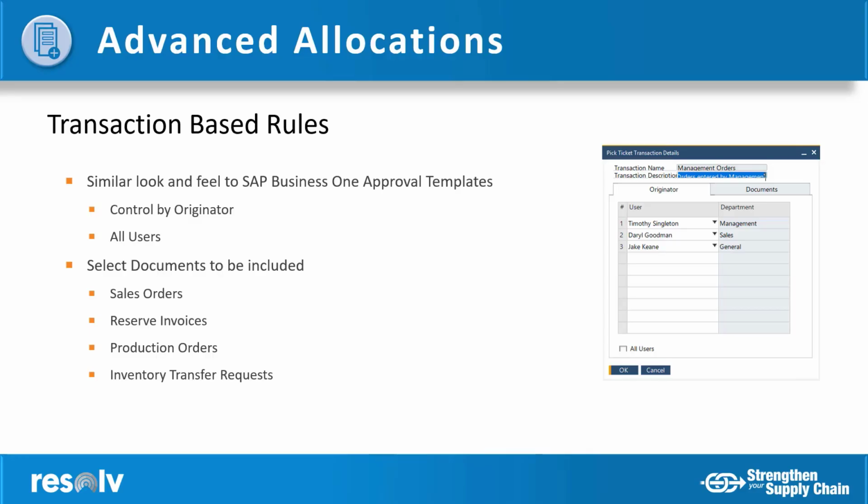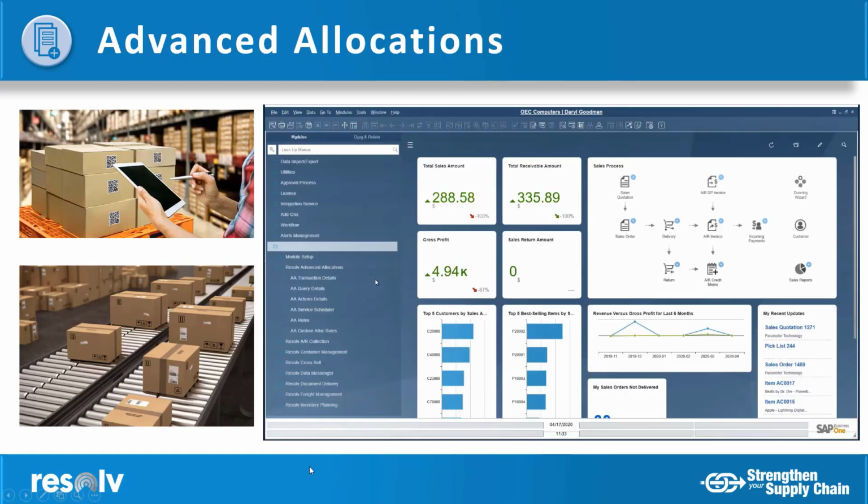Transaction-based rules are designed to work similarly to the approval templates in SAP Business One. You can select the documents, originating users, and use built-in criteria or custom rules to determine if a pick should be created. Within the Resolv Advanced Allocations setup area, we'll be able to create rules and conditions for which documents should be released to the pick tickets.